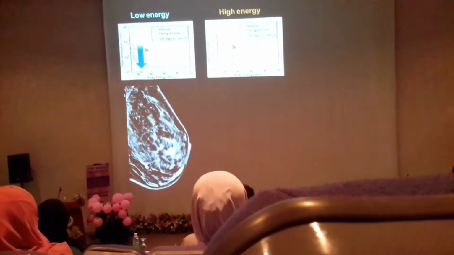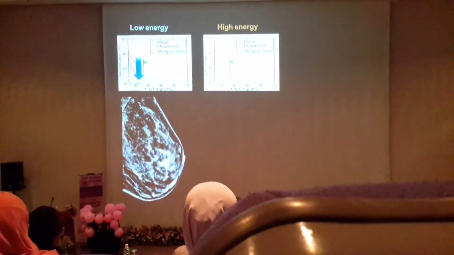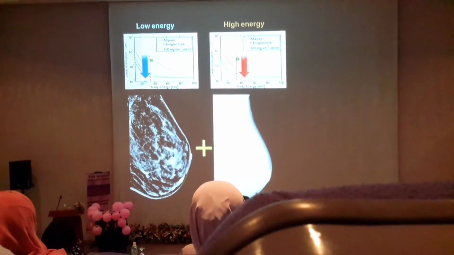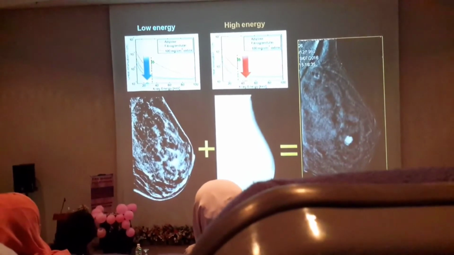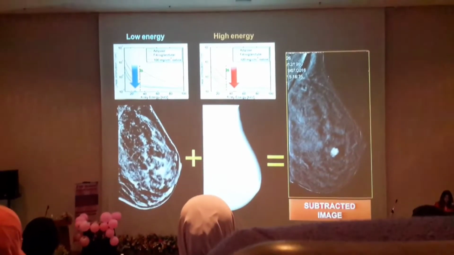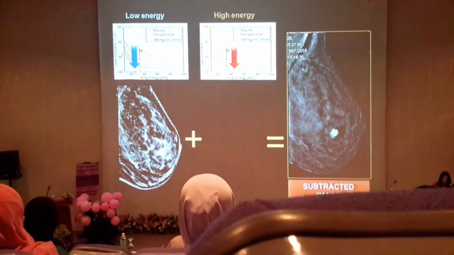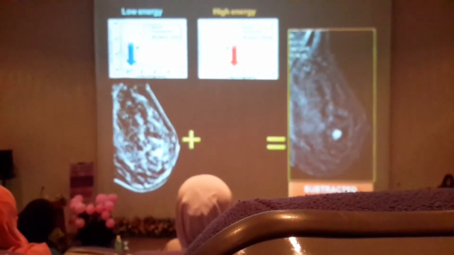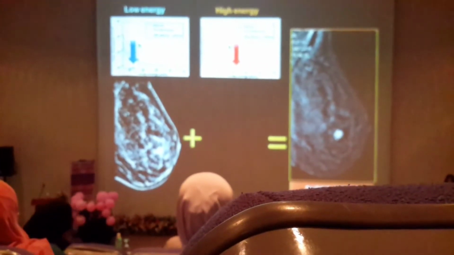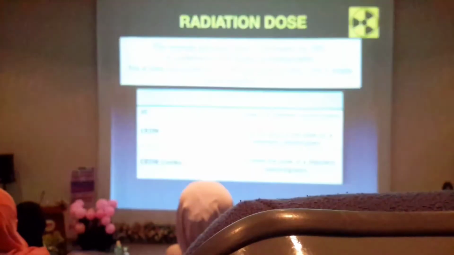The low energy image, which is basically a standard mammogram. A high energy image, which is the iodinated image, and the subtracted image is obtained by the machine doing a logarithmic subtraction. The only thing that's sent to the PACS would be the low energy and the subtracted image. So basically what you get is a standard mammogram and a subtracted image.